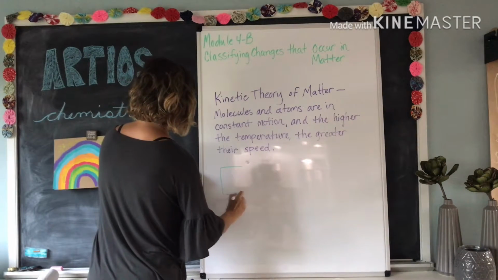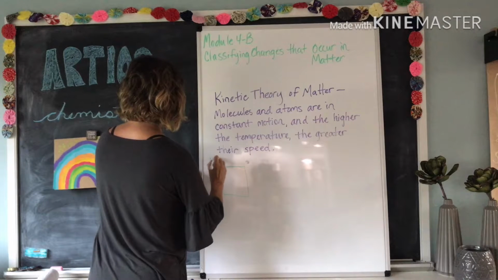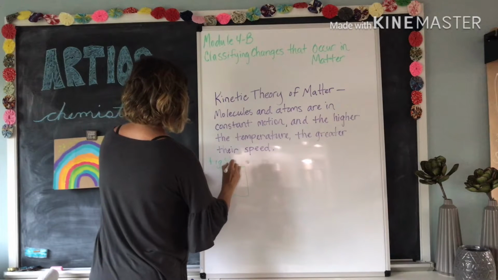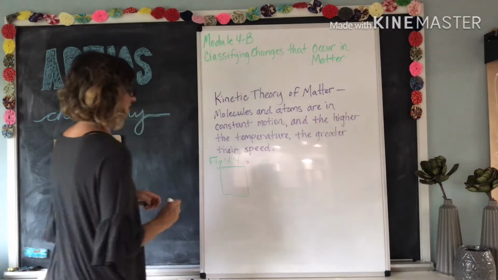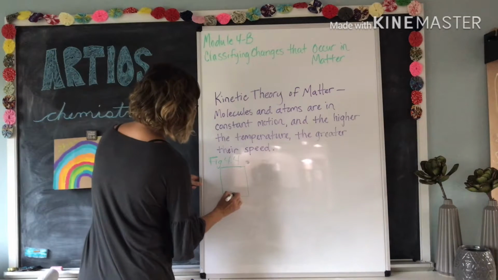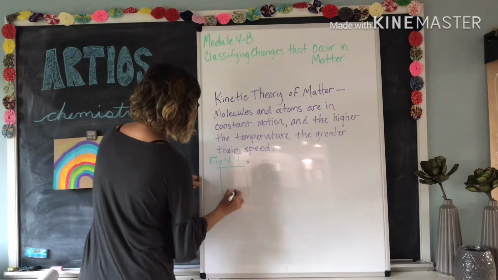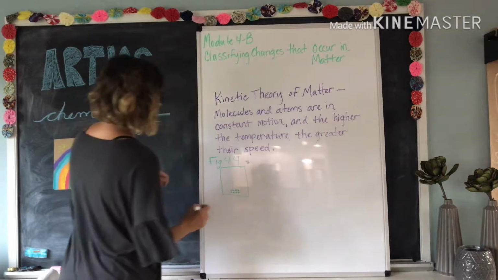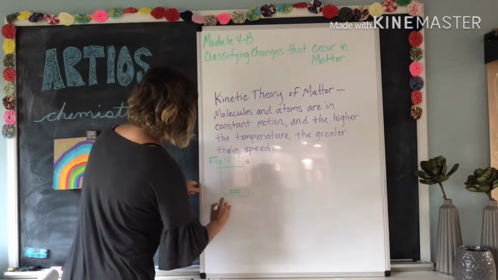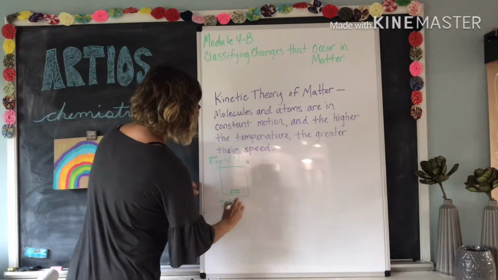Say this is kind of going to be like figure 4.4 in your book to help you understand, okay? Here's a solid down here. We're just going to draw like 8 atoms or molecules that are close together, okay? Here is the substance in its solid form.